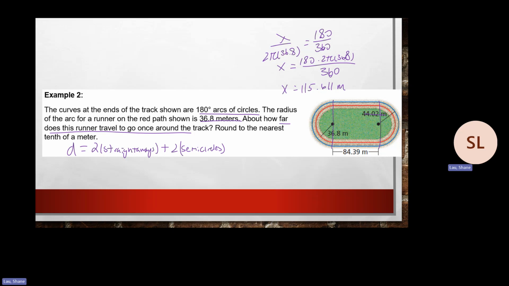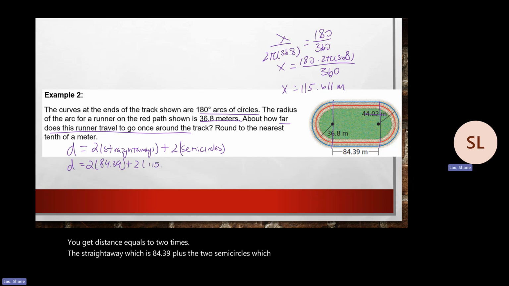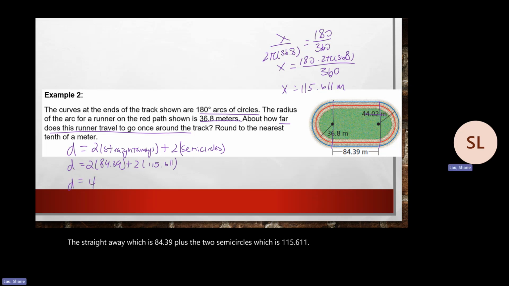The straightaway is pretty easy to see. Distance equals 2 times the straightaway, which is 84.39, plus the two semicircles, which is 115.611. We get an answer of 400.002 meters. Rounded to the nearest tenth of a meter would be 400 meters, because the 0 can't round it. So this would approximate 400 meters.